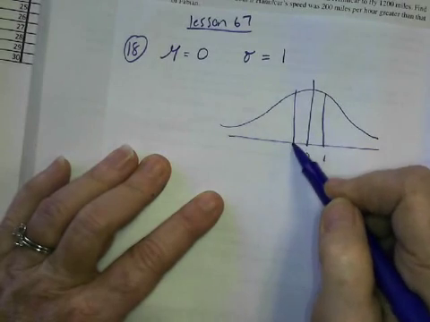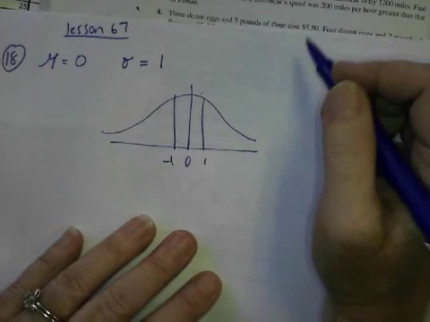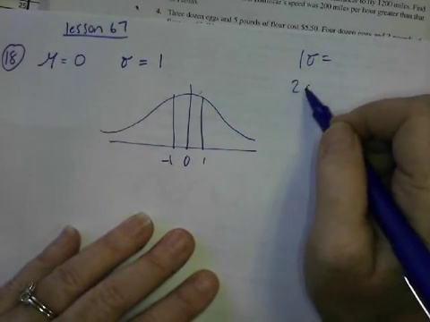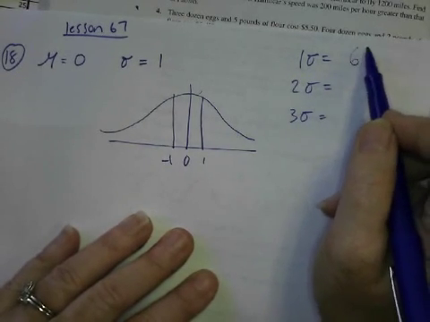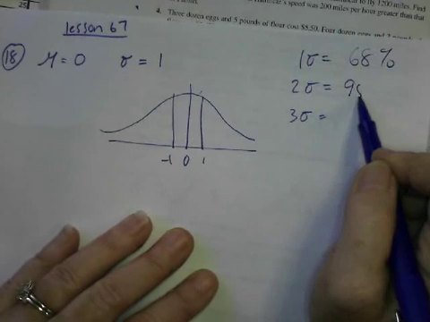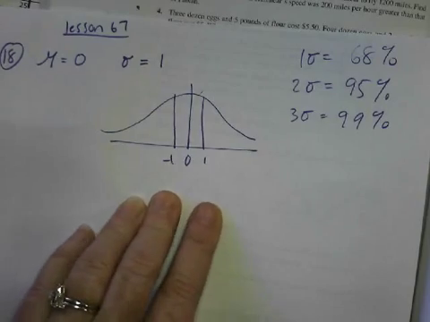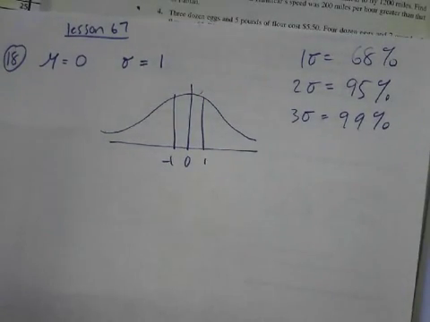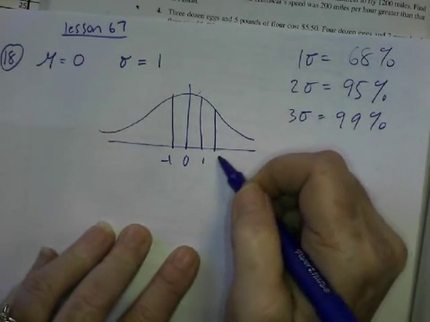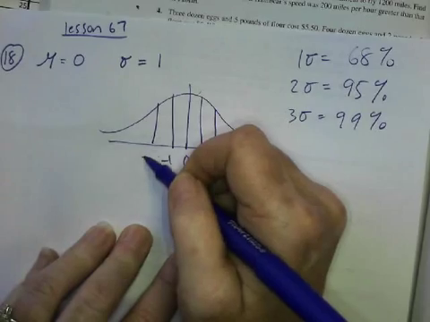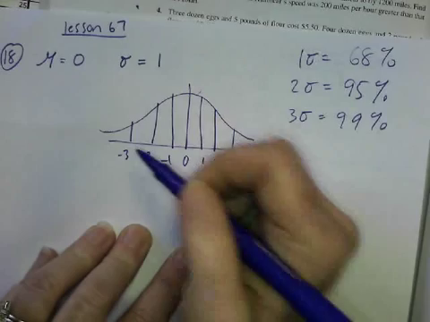So between 1 and negative 1, do you guys remember the numbers that go with this? 1 standard deviation, 2 standard deviations, 3. Isn't it 68? Yeah. 68%, 95%, and 99%. So what I've drawn right here is 1 standard deviation. If I wanted to keep on going down the line, this would be 2 standard deviations, right? And if I did another one, that's 3 standard deviations.